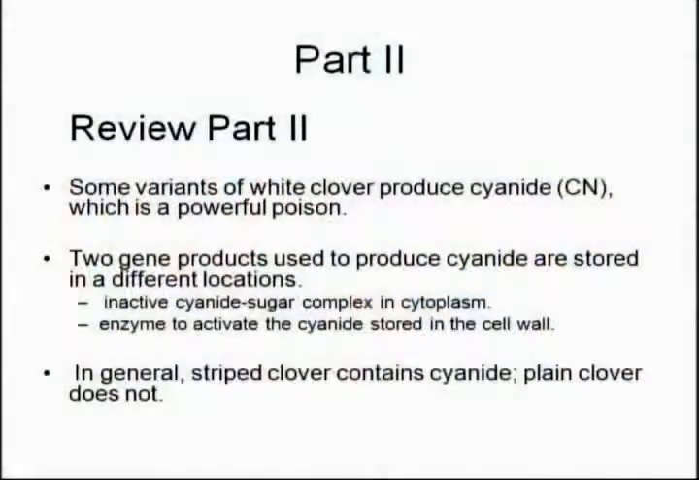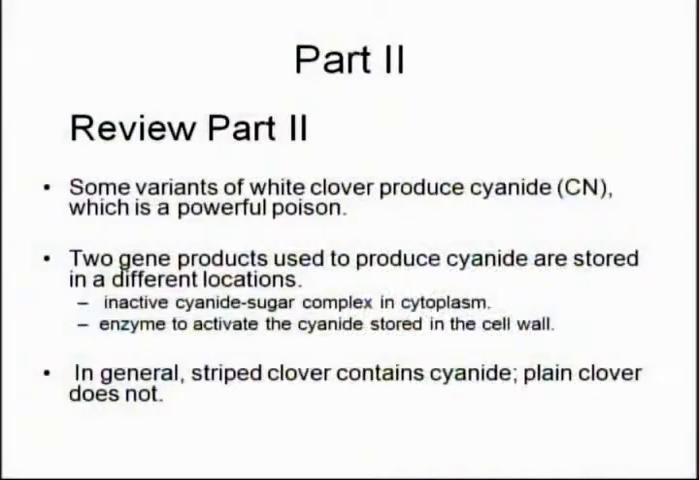Two gene products are used to produce the cyanide, and they're stored in different locations in the plant. So there are two things that are made, and when those come together, that makes the cyanide, but they're stored separately inside of the plant. The inactive cyanide sugar complex is in the cytoplasm, and the enzyme to activate the cyanide is stored in the cell wall. So they're in different locations. In general, striped clover contains cyanide, but plain clover does not. So in those two different variants, only the striped generally has cyanide.